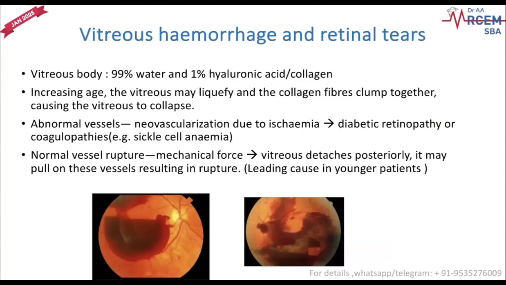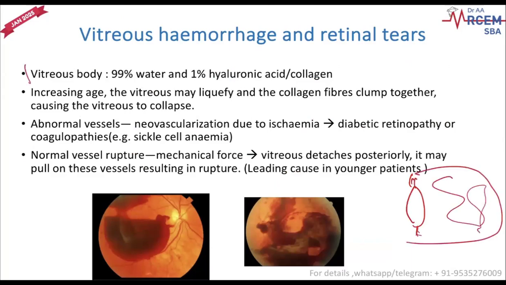Vitreous hemorrhage and retinal tear. First, we'll be looking into the vitreous hemorrhage. What is vitreous hemorrhage? Behind your lens, where the ciliary body is, between your lens and the retina, there is a liquid which is present. This is known as the vitreous body. 99% of it is just plain water.